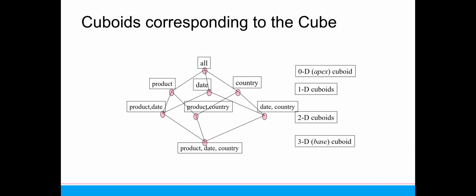Cuboids corresponding to the cube. If you already know the cube that might be possible for the construction, then you can start from the 0D. And then what is the 1D? Okay, we have the product, date, and country. And then the two-dimensional, we can combine, for example, product and date, product and country, and date and country. And we have product, date, and country as the 3-dimension.